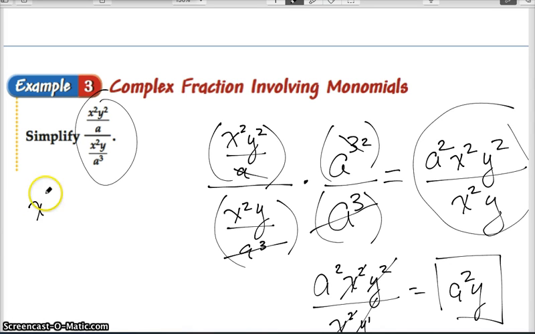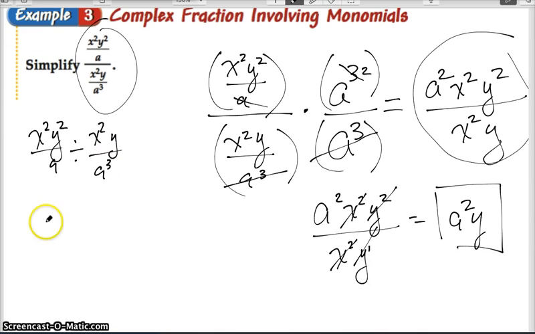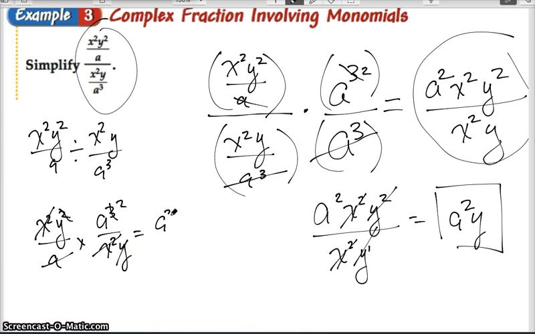So really, when I have x squared y squared over a divided by x squared y over a cubed, you can literally treat this like we did with our division of rational expressions, where we change it to multiplication. We flipped it, we did that, and now you can have your canceling party. And then we get this, and here we get the a squared y.